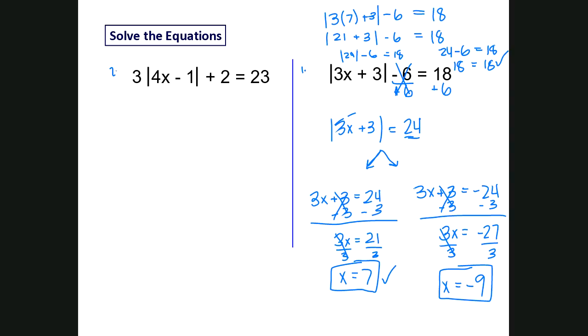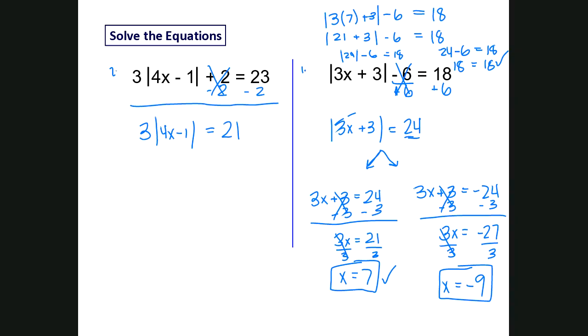Okay, so once again, the first step is to get the absolute value isolated by itself on one side of the equal sign. So that means the plus 2 and the 3 out in front need to go away. So let's get rid of the plus 2 first. You always want to get rid of things that you add or subtract first. So we'll combine it with its 0 pair, which is a negative 2. That's 0 equals 21.